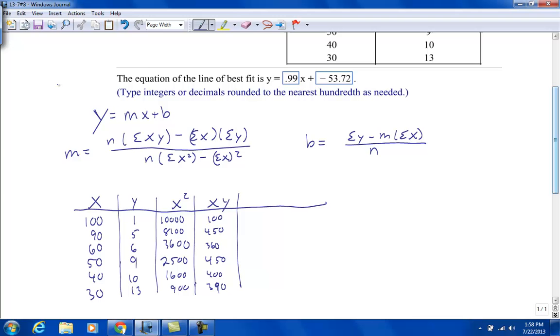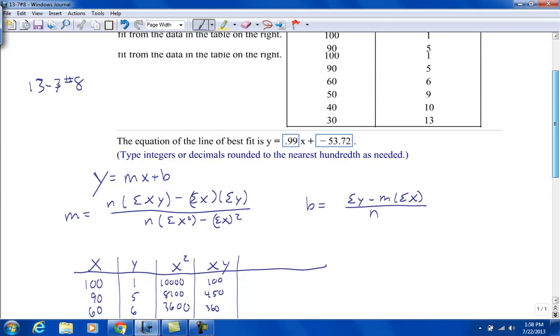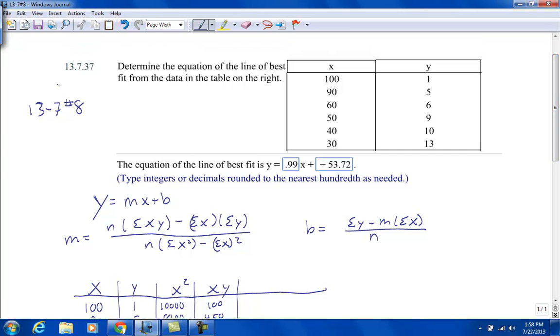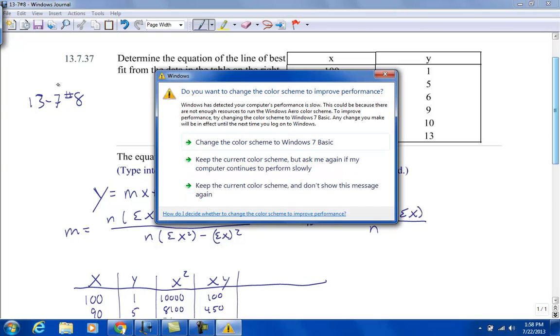Now I'm looking at the data here, and it makes me wonder, as x gets smaller, y is getting bigger, so I feel like we should have a negative here, but let's see what happens.